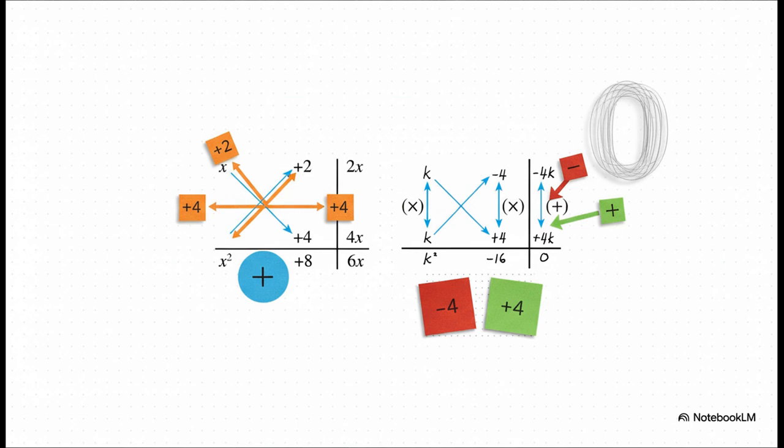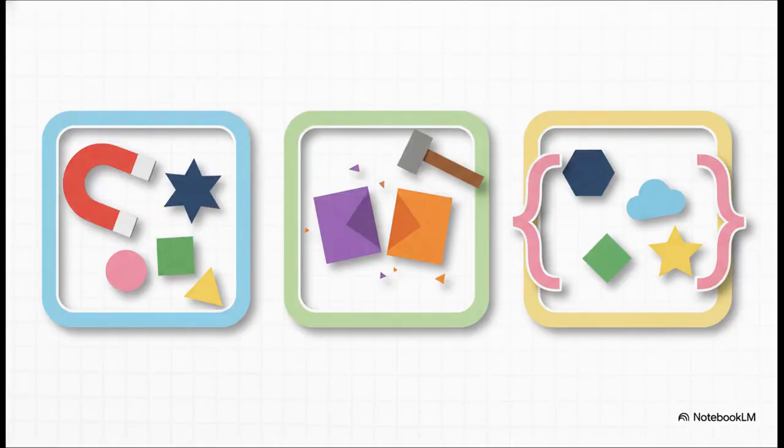Perfect. But now, look at the right. With k squared minus 16, it looks like the middle part is just gone. So what's the trick? Well, you just have to think of that middle term as a 0. So what 2 numbers multiply to get negative 16 but add up to 0? Ha! Positive 4 and negative 4. See? The method still works. Like perfectly.